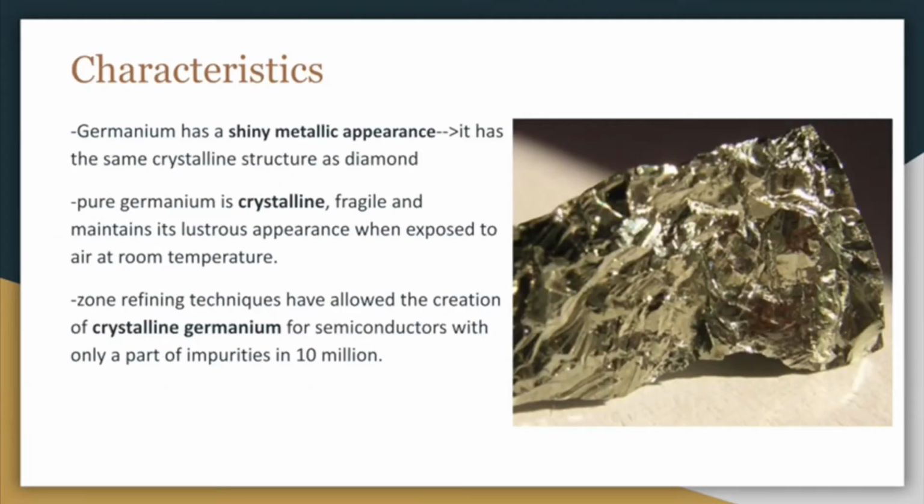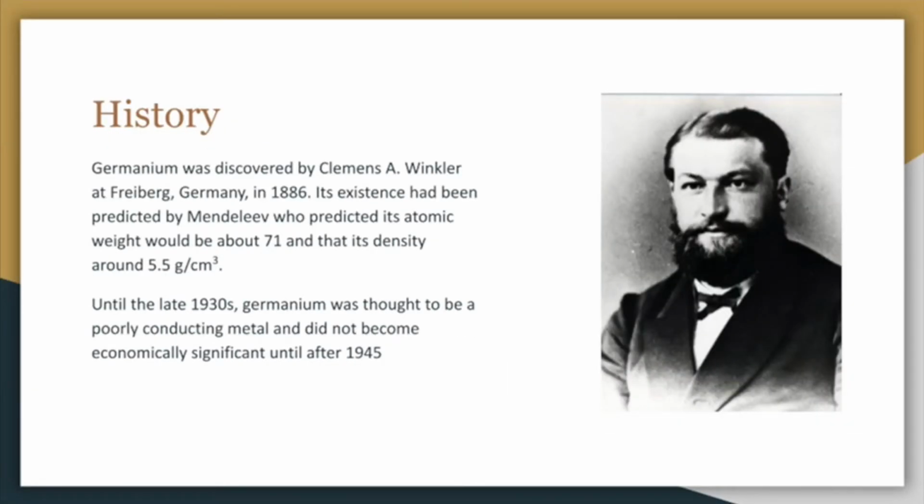The characteristics. Germanium has a shiny metallic appearance, and it has the same crystalline structure as diamond. Pure germanium is crystalline, fragile, and maintains its lustrous appearance when exposed to air at room temperature. Zone refining techniques have allowed the creation of crystalline germanium for semiconductors with only one part of impurities in 10 million. Germanium was discovered by Clemens Alexander Winkler at Freiburg in Germany in 1886.